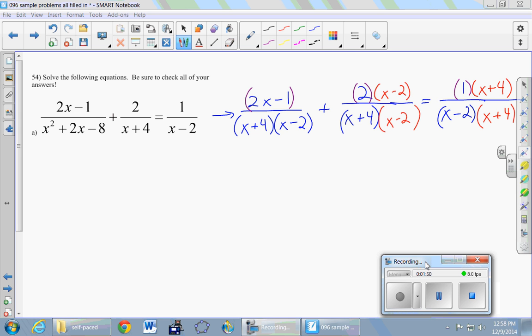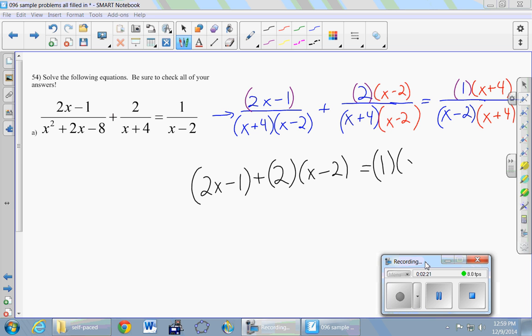And looking at those denominators, we see they're all the same. And so this is a step I'm not going to write out all the details for, but if we multiply both sides by this common denominator, (x + 4)(x − 2), then the denominator will get canceled here, and here, and here. And so we just multiply both sides by that denominator, and all the denominators vanish. And so I'm just going to write what's left. 2x − 1 + 2(x − 2) = 1(x + 4).